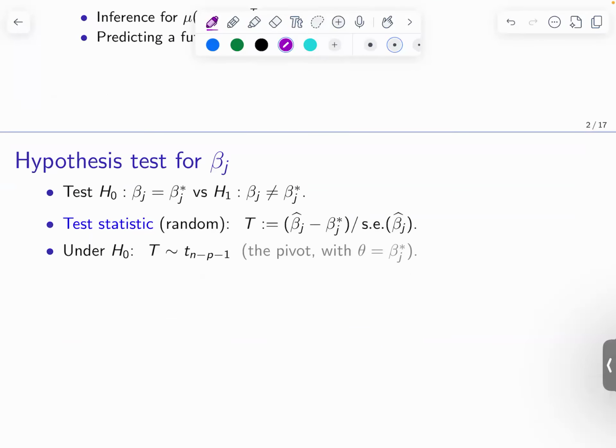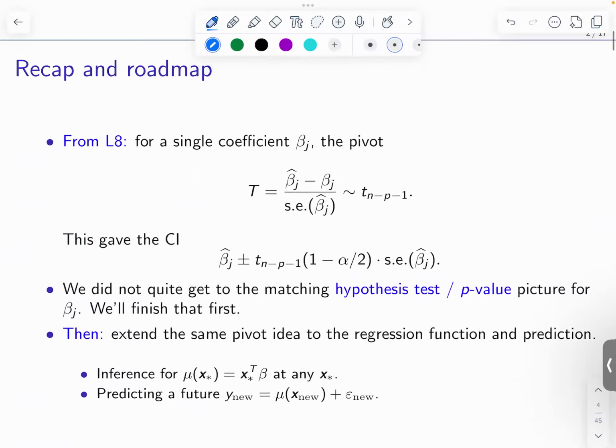So let's do the hypothesis testing rather quickly. Let's say I want to test whether beta j is equal to beta star j, which is a known value. For example, this could be 0. And then versus whether beta j is not equal to beta star j. If I evaluate that pivot, so this pivot works under the true model. So let's say under null, we know that beta j is beta star j, so I can plug in beta star j there.